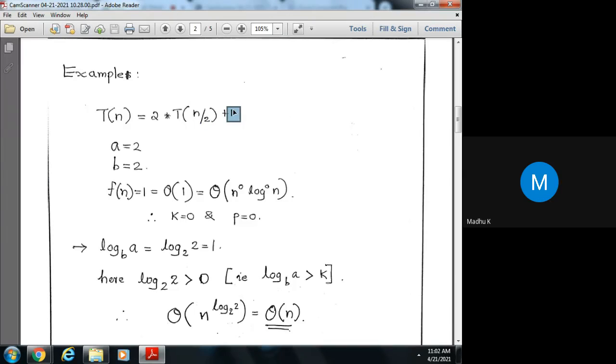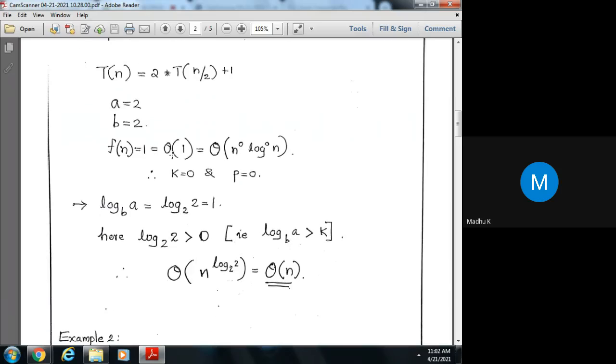Then there is a plus term, after that it is 1. So a is equal to 2, b is equal to 2, and f of n is equal to 1. We can express it like this, theta of 1. So can we convert this 1 into this format? Is it possible?